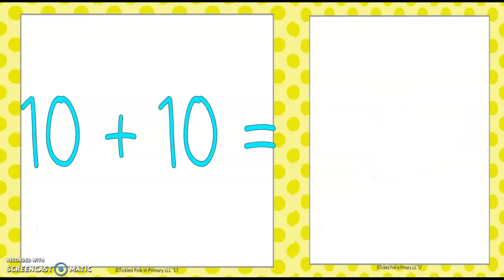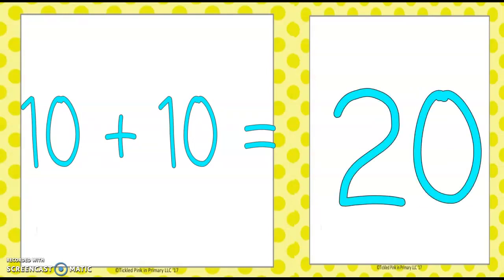10 plus 10 equals 20. Let's say it together. 10 plus 10 equals 20.